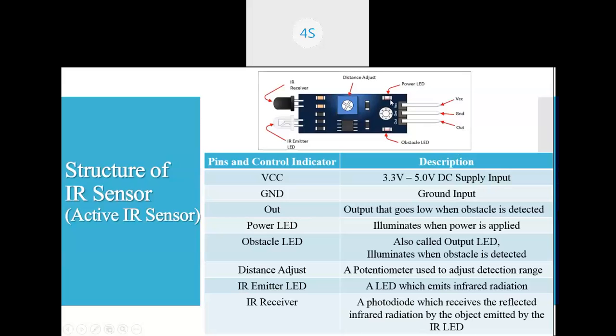Power LED. This is the power LED, which lights up when the power is applied. This is the obstacle LED, also known as the output LED. It glows when the obstacle is detected. The distance adjuster is a potentiometer used to adjust the detection range from 2 centimeters to 30 centimeters for an active IR sensor. The IR emit LED is an LED that emits the IR to be reflected by the object. The IR receiver is the photodiode, which is used to receive the radiation reflected by the object, emitted by the IR LED.